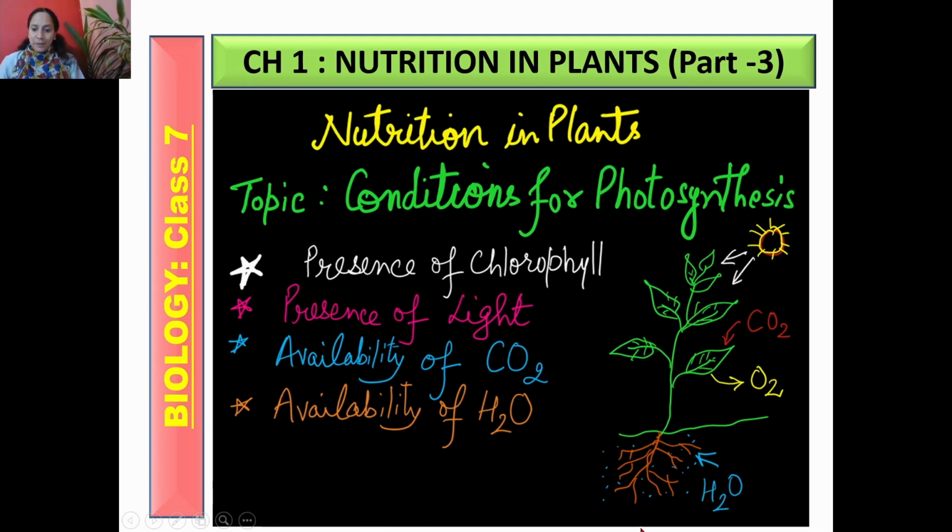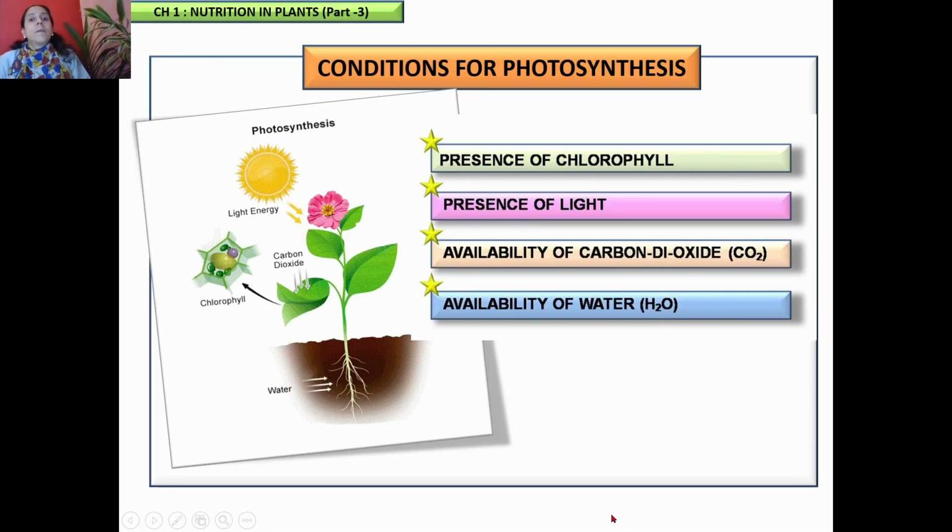So viewers, what we have to remember as far as conditions for photosynthesis are concerned is that presence of chlorophyll is a must, presence of light is required, there should be a proper amount of carbon dioxide, and there should be availability of water. If these four conditions are fulfilled, only then will the plant be able to do photosynthesis.